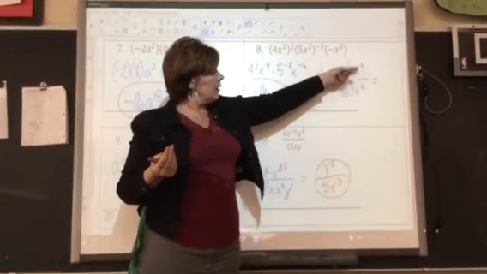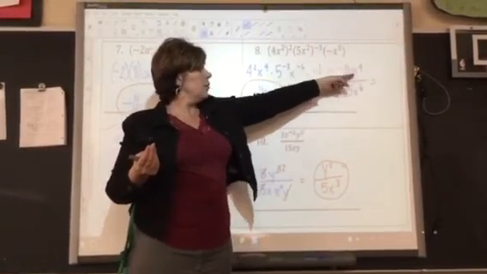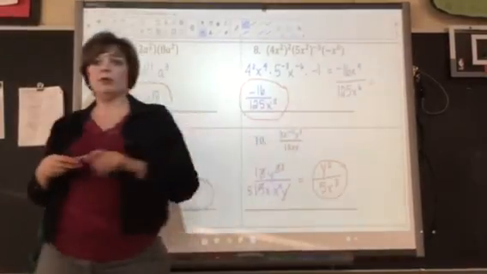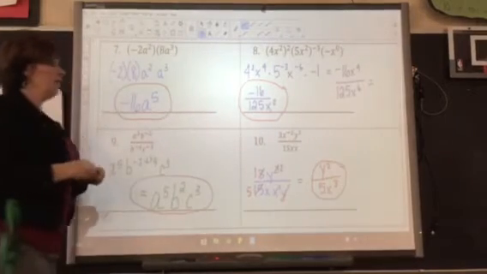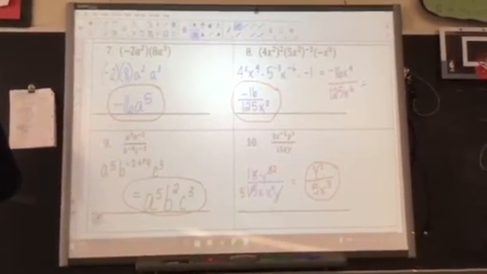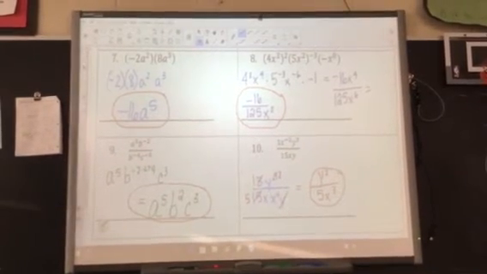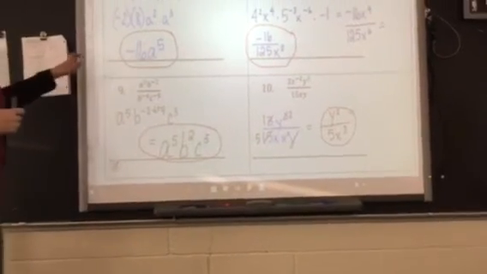Now look, can I reduce these two? No, these two can't reduce. But the x to the 4th, x to the 6th can be reduced. So I end up with negative 16 over 125x squared. How are we doing? Has anyone gotten the first 8 perfect? Well, awesome. Very good.